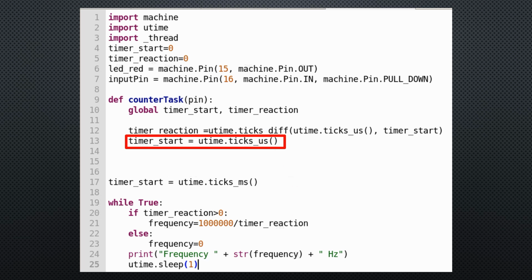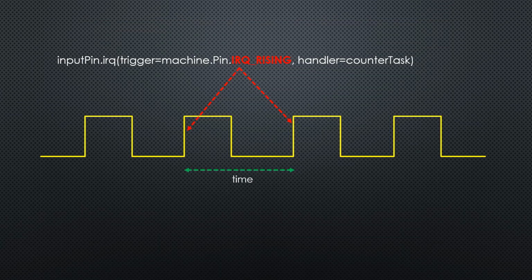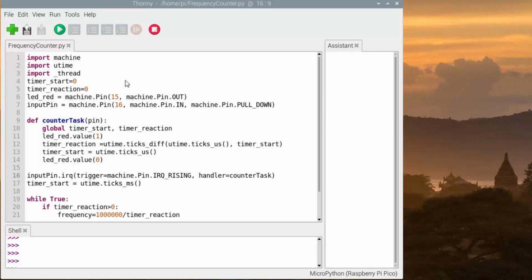Now we need something to check our input pin and to call the counter function as soon as it changes. This statement does the trick. Every time the input pin is rising from 0 to 1, the handler is immediately called. Using IRQ falling would create the same result because the time between two rising edges and two falling edges is the same. Now we can check how fast our Pico can measure.